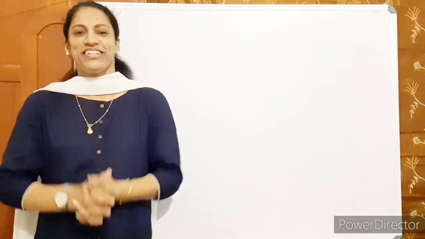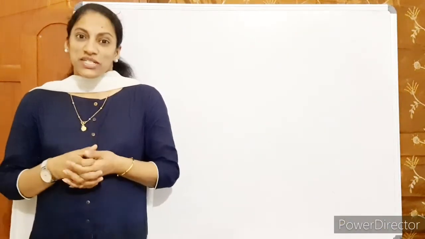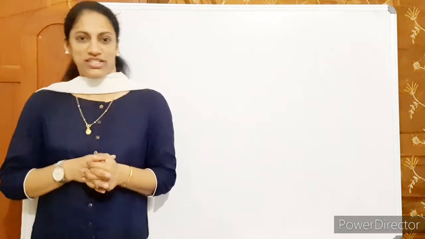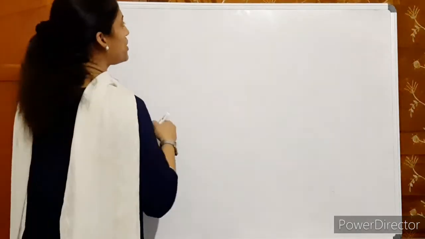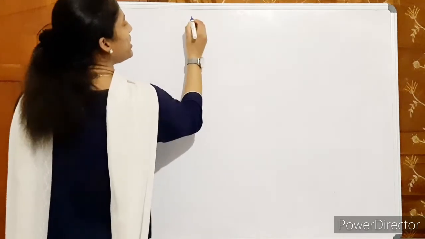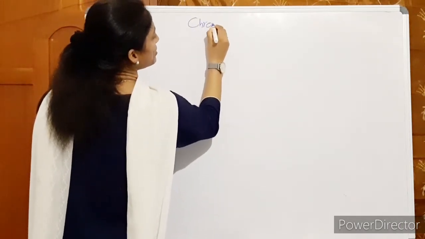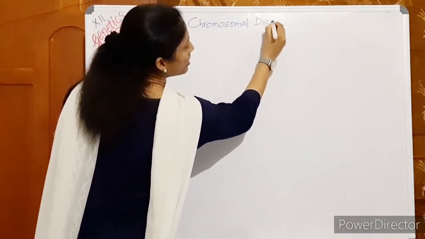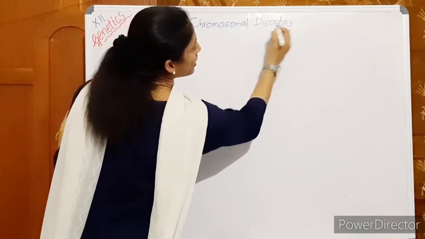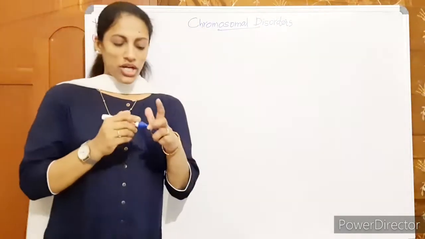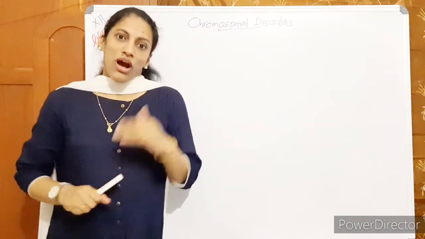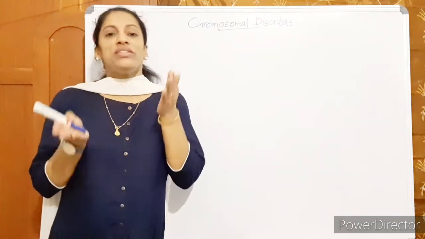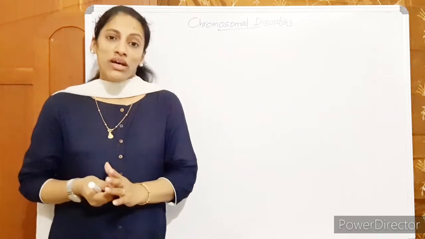Hello my dear students. So we are moving to the last part of the chapter, Principles of Inheritance, that is chromosomal disorders. We have discussed already under genetic disorders, we have discussed Mendelian disorders, and our next section is chromosomal disorders. From the name you can understand, these are disorders in chromosomes, due to some changes in the chromosome. How can the chromosomes show change? There are mainly two types of changes. One is change in the number and the other one is change in the structure.